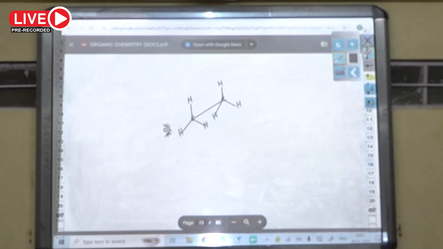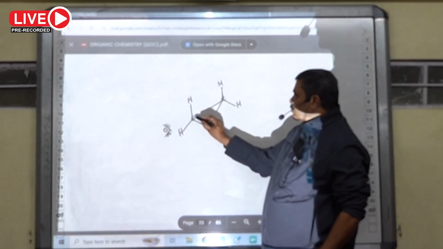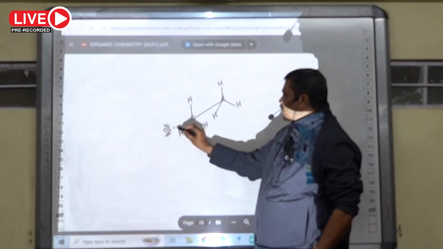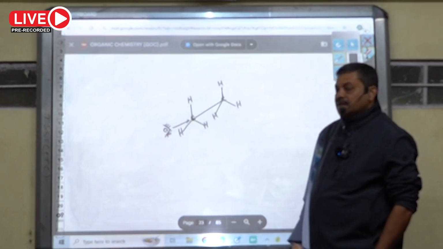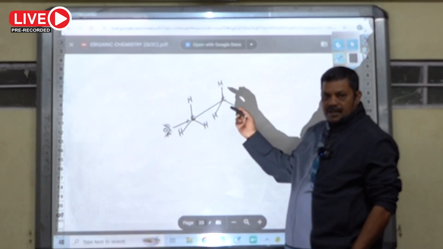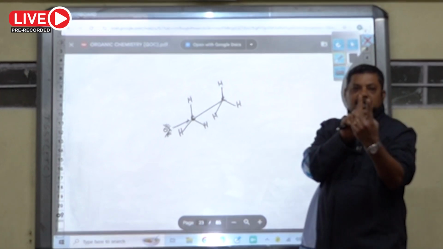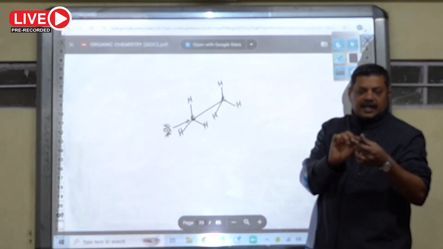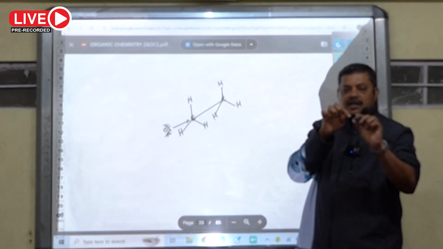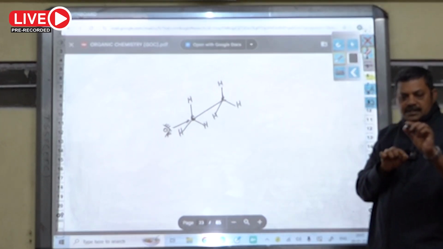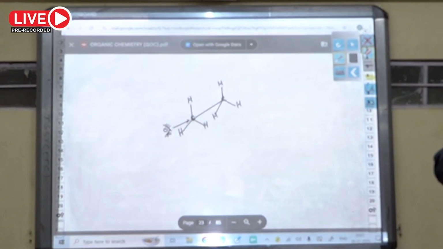So this is the front carbon, where the observer is directly viewing this carbon. This carbon is a rear carbon, or the one behind. So there are two carbons, one in front and the other behind, connected by a single bond. The front carbon has 3 hydrogens, the back carbon also has 3 hydrogens. If you rotate this, the hydrogens also change their positions in space.